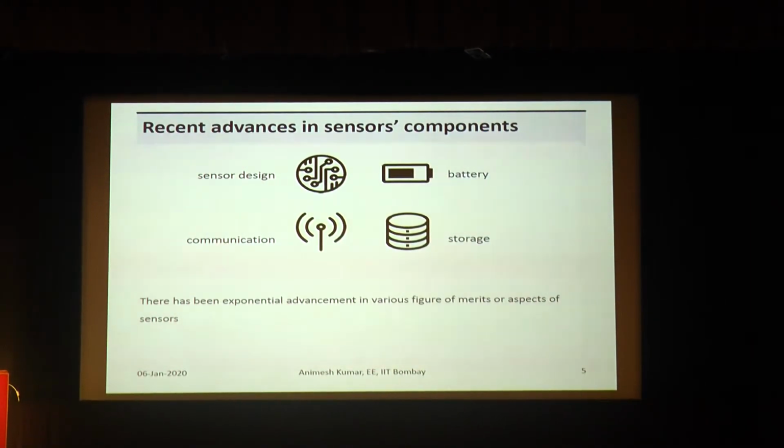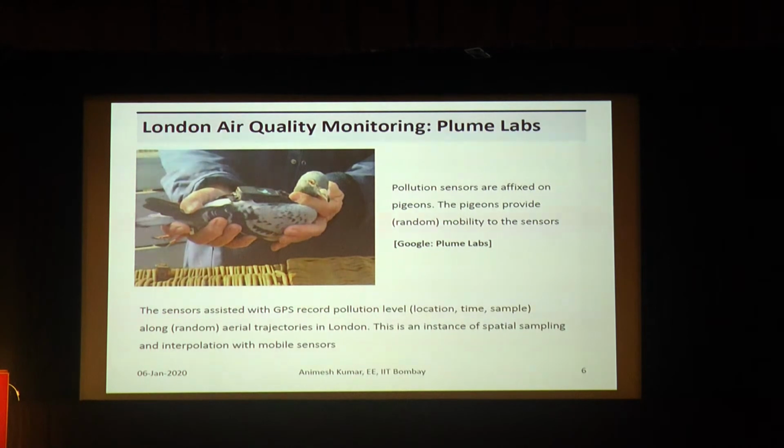And so that of course means that people would be trying out new things for spatial sensing away from those fixed weather observatories. So this is a popular bird in Mumbai, the pigeon. There's a company called Plume Labs. What they did was mount these small pollution sensors on the back of these birds, and then let them fly.